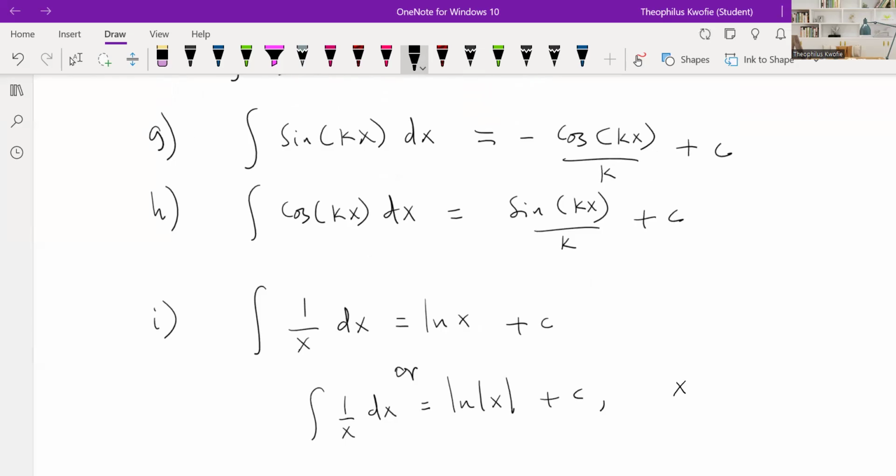This is the case when x is negative, and this is the case when x is positive. But usually we assume that x is always positive. Remember that the natural log cannot assume negative values. That's why we use the modulus here. So let's take note of that.